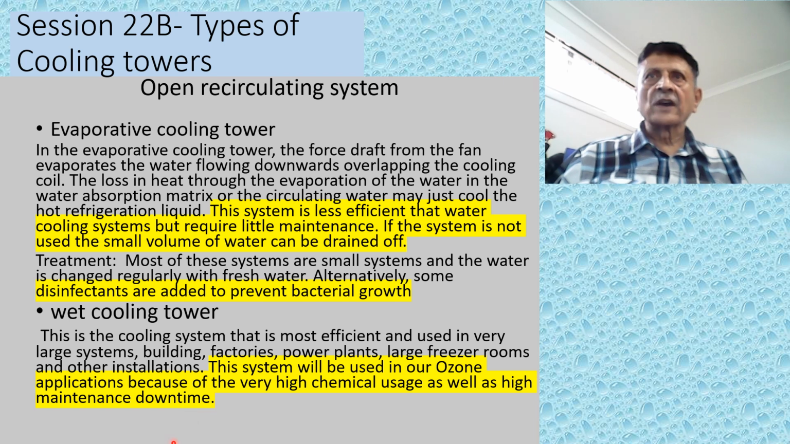In an evaporative tower, the draft from the fan evaporates the water flowing downwards, overlapping the cooling coil. The loss in heat through the evaporation of the water in the absorption matrix of the circulation water may just cool the hot refrigeration liquid. The system is less efficient than water cooling systems but requires little maintenance. If the system is not used, a small volume of the water can be drained off.